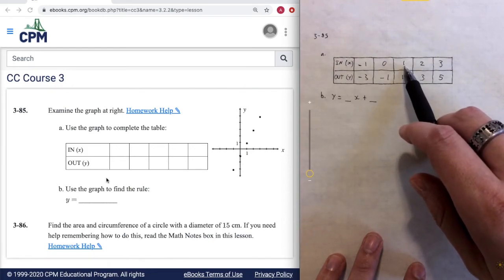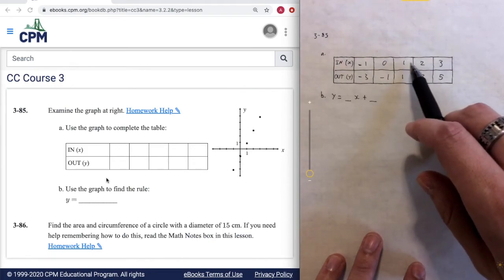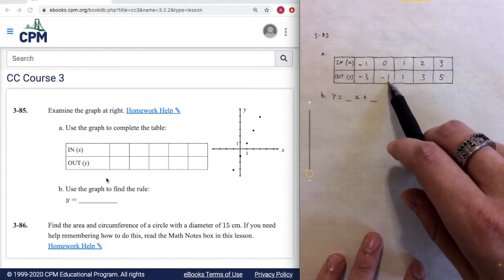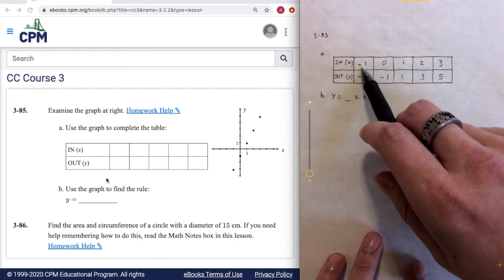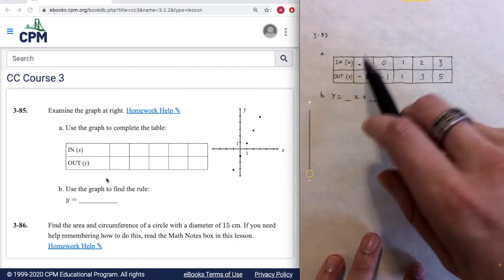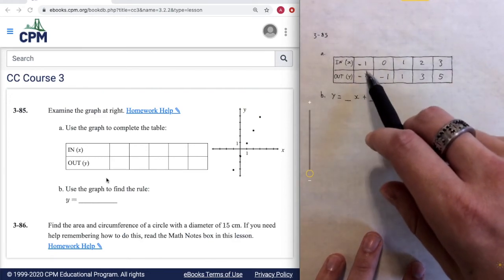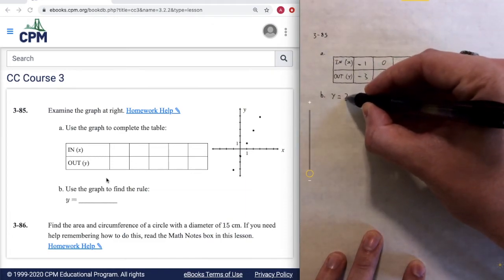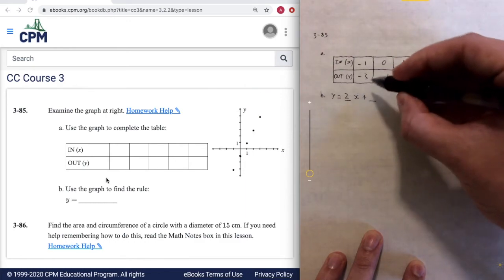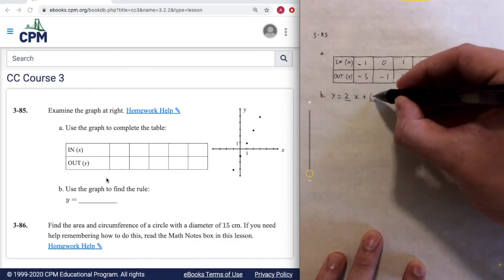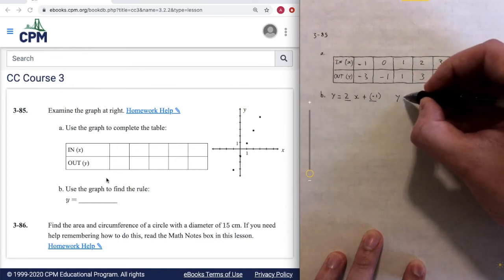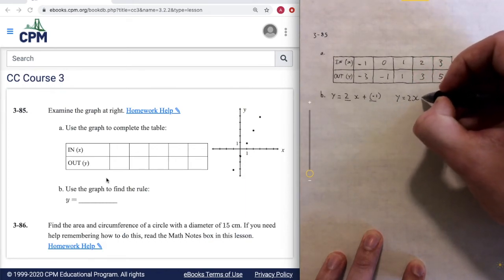1 multiplied by 2 is 2. Subtract 1 is 1. 0 times 2 is 0. Minus 1 is -1. And -1 times 2 is -2. And then subtracting 1 from -2, we get -3. So it looks like the rule would be 2 multiplied by x plus -1. Or, to write that in a nicer way, it would be y equals 2x minus 1.